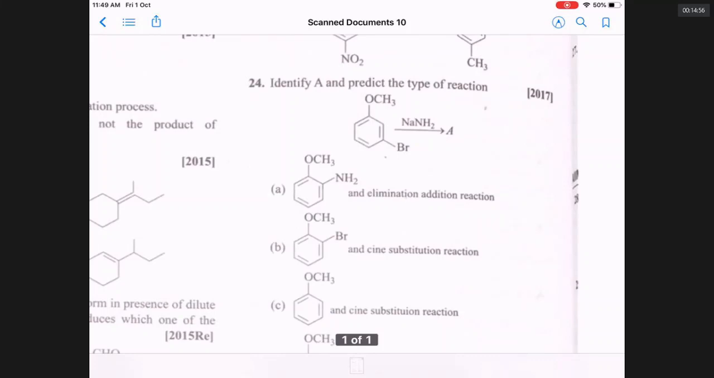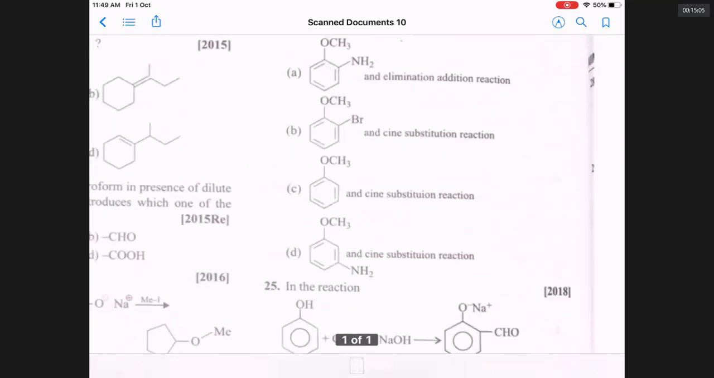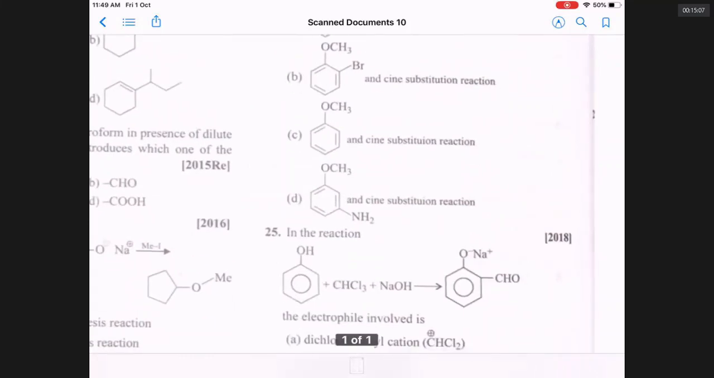In the benzyne mechanism, something strange will happen. The Br which is there in the meta position will be replaced by the NH2 group. This type of substitution is called cine substitution. You will be getting meta-amino anisole. How this reaction happens, I will be discussing, but that is needed only for advanced.